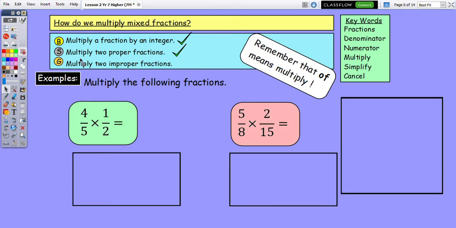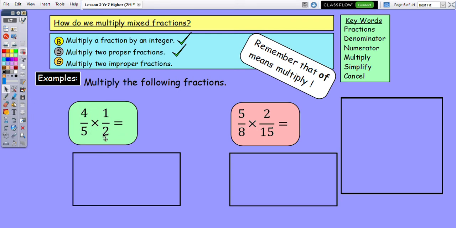Right, today we're going to look at multiplying two proper fractions, and then we're going to look at multiplying improper fractions, okay? And I'm going to show you a bit of a sneaky method of how to deal with big numbers, okay? So we'll look at this question first. This question shouldn't be that difficult.